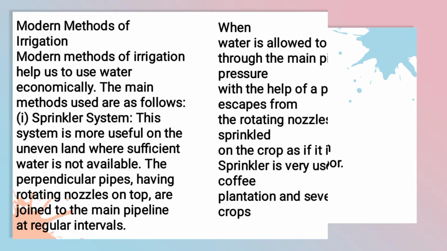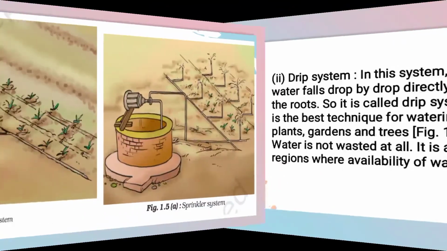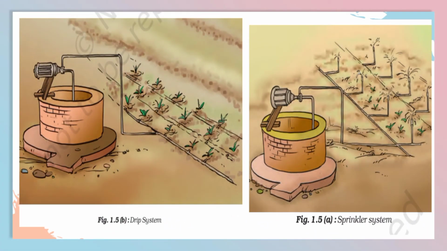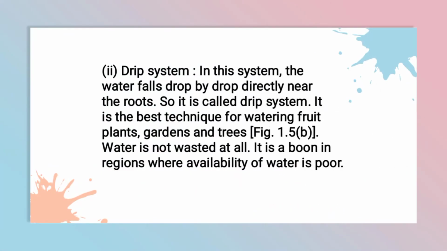So I will show you the image of the sprinkler irrigation. Here you can see, as I told you, the source of the water, here it is a well. From the well there is a main pipe connected, and from that you have many other different perpendicular pipes, to each of which a nozzle is connected, from which water gets sprinkled on the top of the leaves.